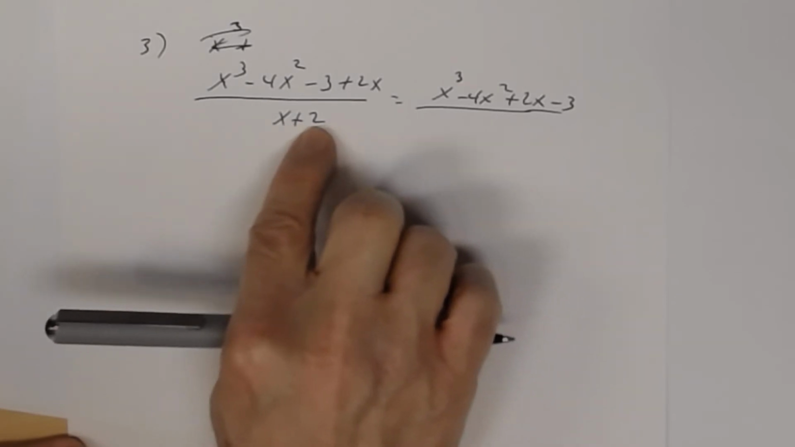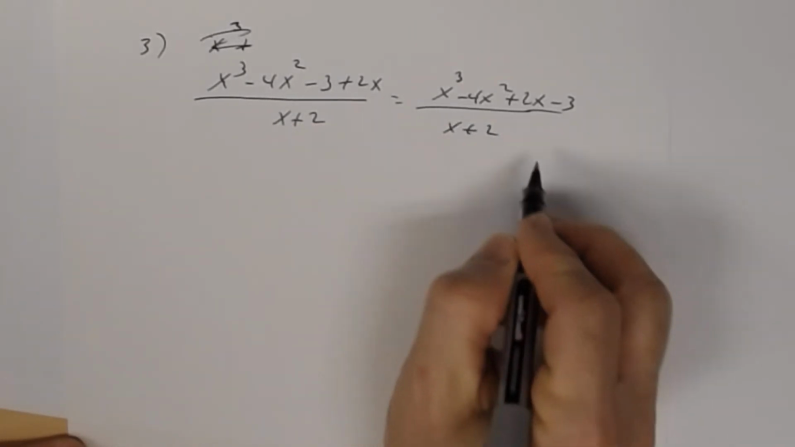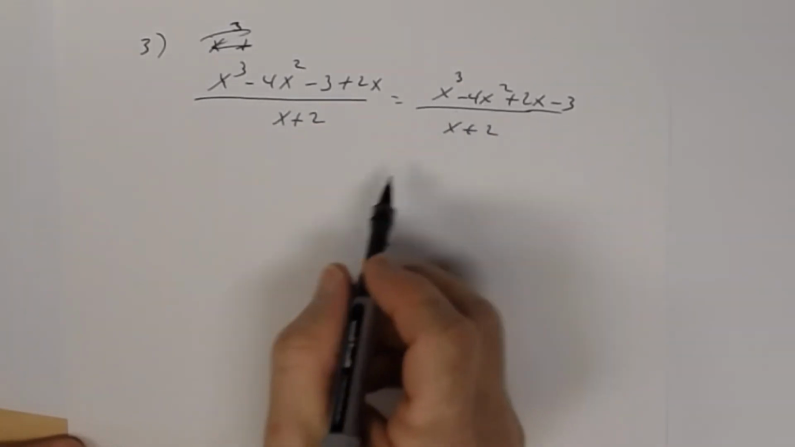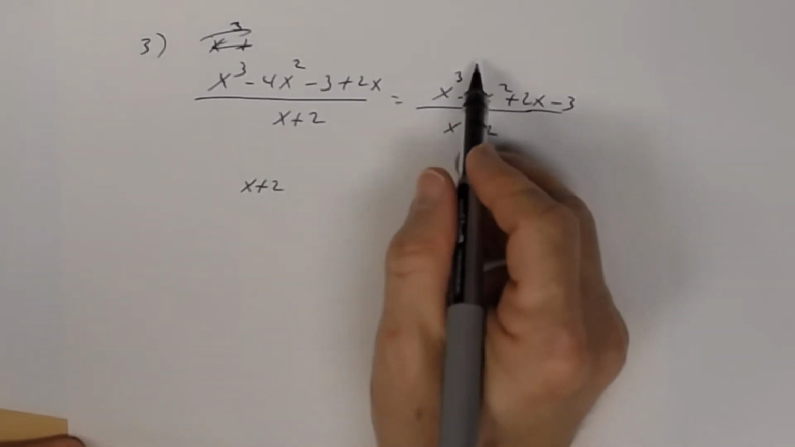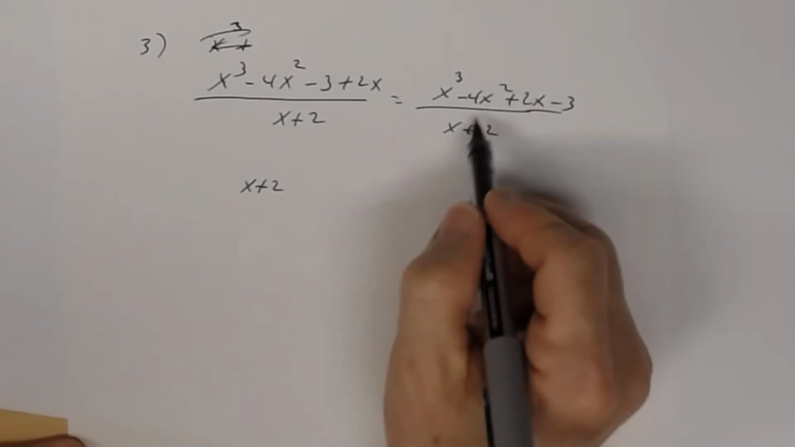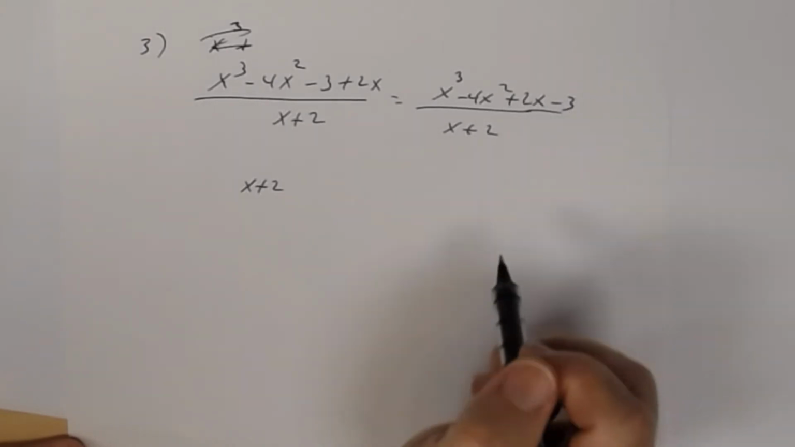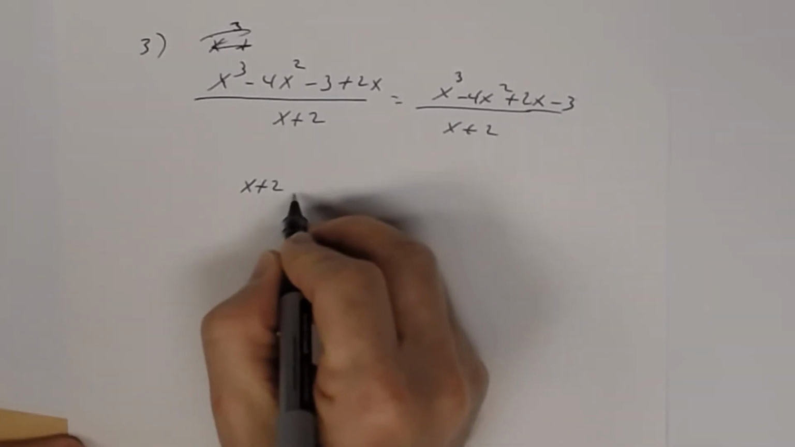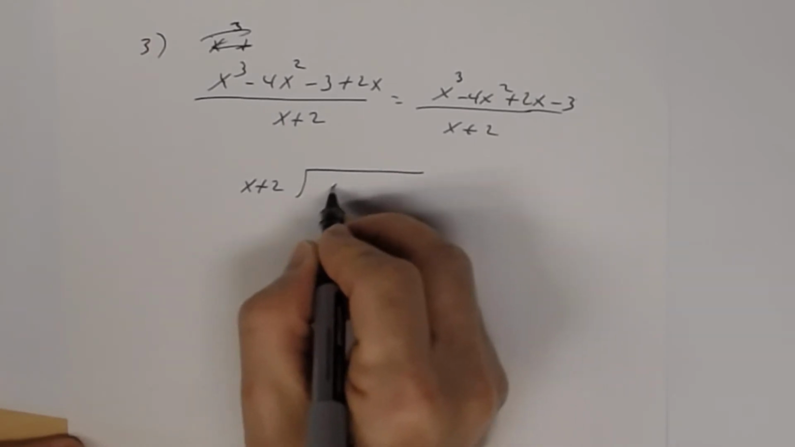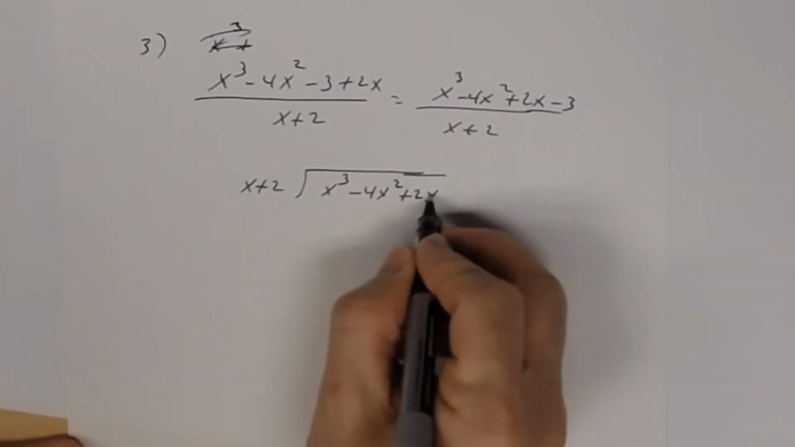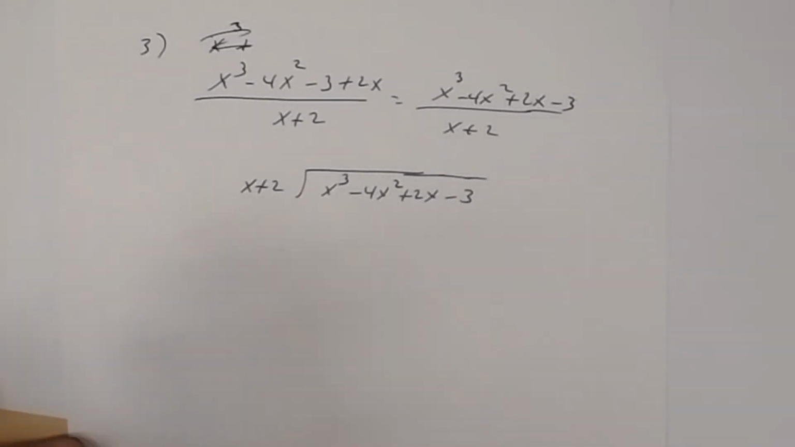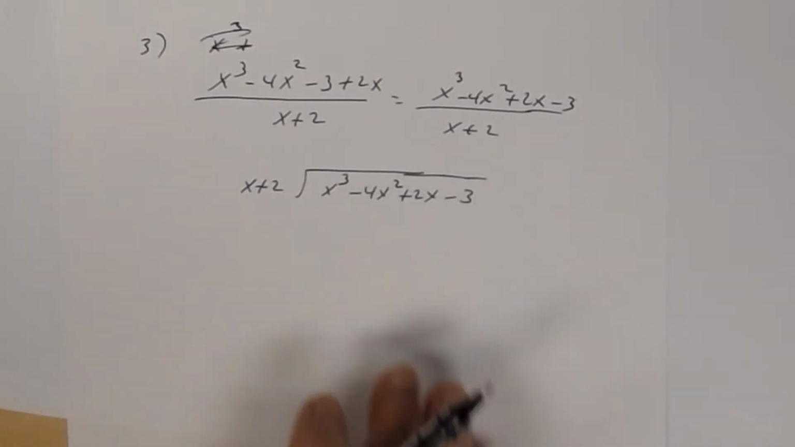And this is already in descending order, x plus 2. Okay? Now we're going to put this in long division form, x plus 2. And by the way, there's nothing missing. There's an x cubed term, there's an x squared term, there's an x term, and a constant. Okay? So you can say x plus 2 divided into x cubed minus 4x squared plus 2x minus 3. Okay. Now, let's go ahead and do the long division.